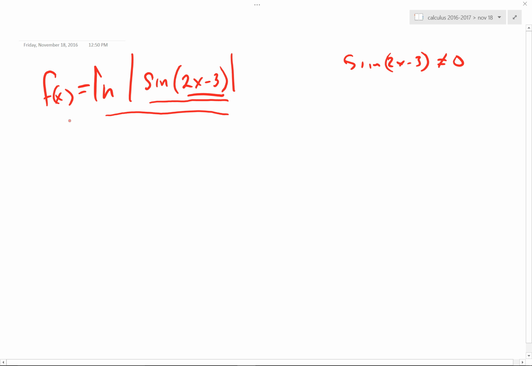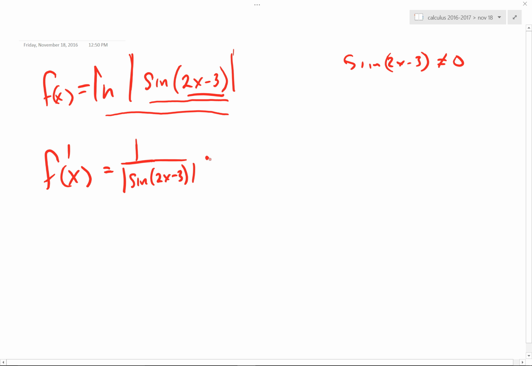We start with the outside. One over sine 2x minus 3. Mr. Groom, what happens to that? Do I need to have these absolute value bars here, Mr. Groom? Are they necessary? I'll leave them for a minute and I'll let you decide if they're necessary.